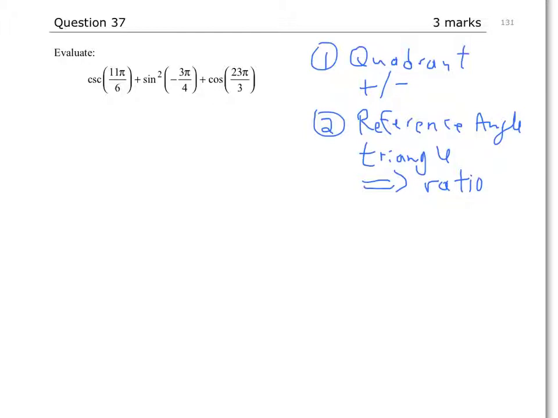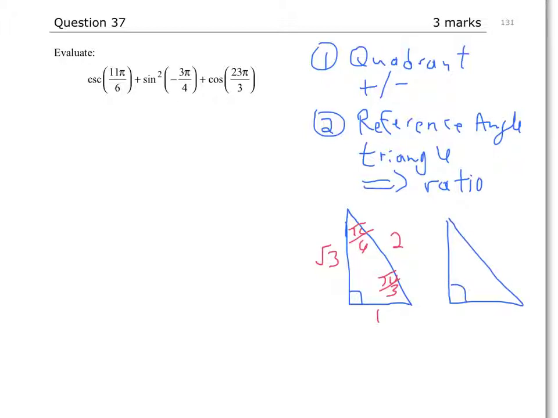So before we get started, I will just draw out my two special triangles just because I will refer to those. So my first triangle is a pi over 6, pi over 3, root 3, 2, and 1. And my second triangle is my pi over 4, 1, which of course is 1, 1, square root of 2.